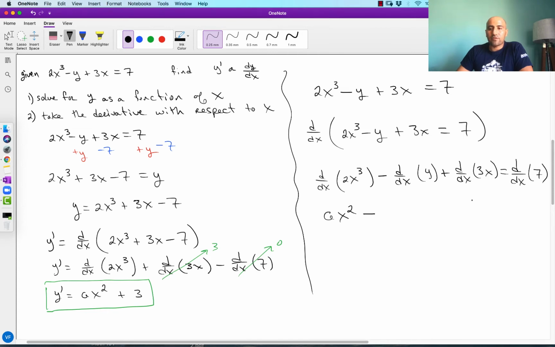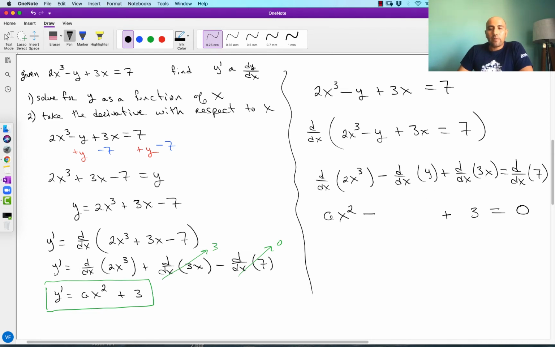Minus, I'm going to skip that for a second, so blank there. Plus, this derivative is super easy as well. We have a variable x, and we want the derivative with respect to x, so this is just going to be 3. Equals, and the derivative with respect to x of a constant 7 is just going to be 0.